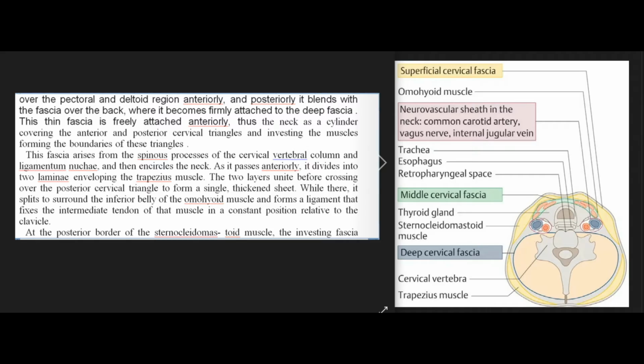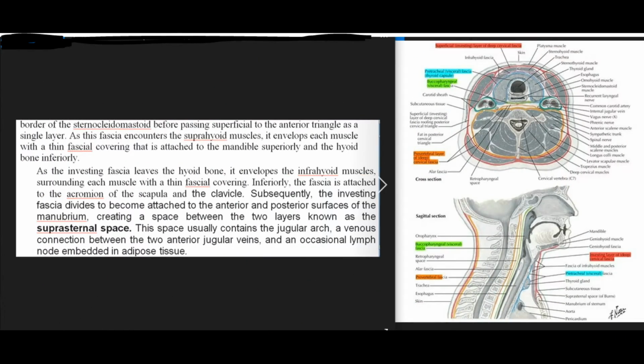At the posterior border of the sternocleidomastoid muscle, the investing fascia divides once more to encompass that muscle. The two layers fuse again at the anterior border of the sternocleidomastoid before passing superficial to the anterior triangle as a single layer. As this fascia encounters the suprahyoid muscles, it envelopes each muscle with a thin fascial covering that is attached to the mandible superiorly and the hyoid bone inferiorly.